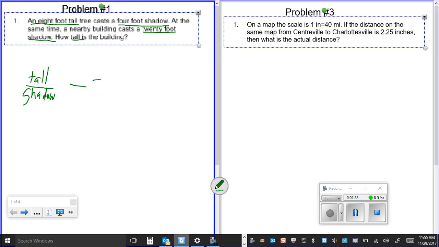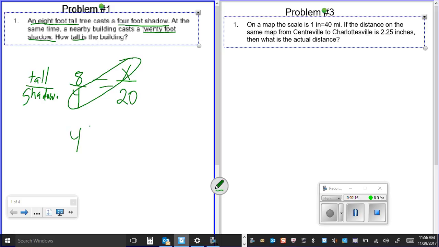In our first ratio, the number 8 is described as tall, so we're going to put that at the top of that ratio. And the number 4 is described as a shadow, so we're going to place that at the bottom. As we read the second one, it says 20-foot shadow, and 20 is described as a shadow, so that goes down here with the shadow. Then we're looking for how tall the building is, and anytime you don't know what a number is, you use a variable, so we're going to put that as x.